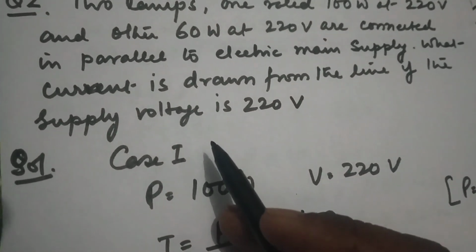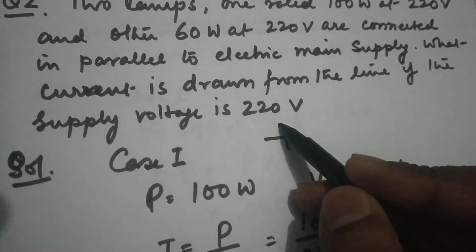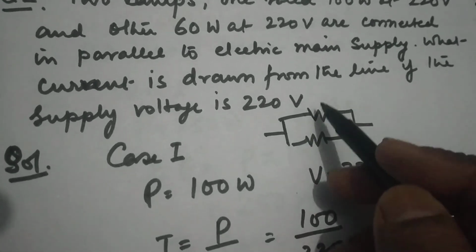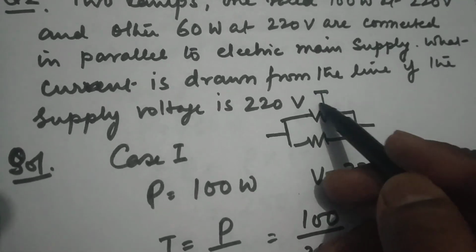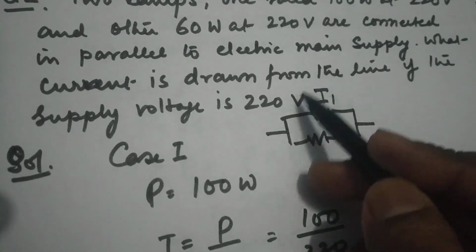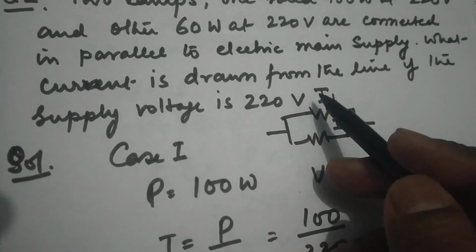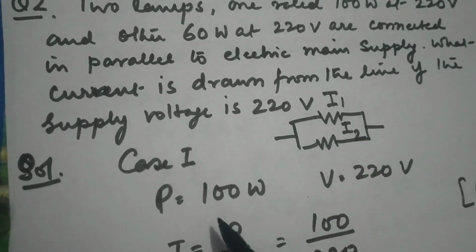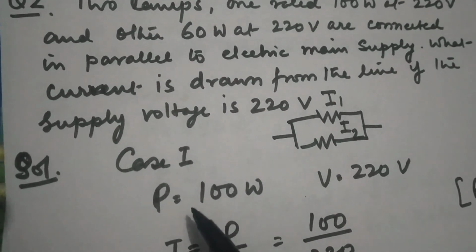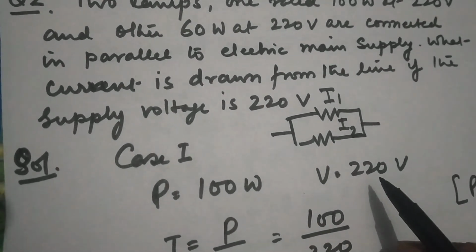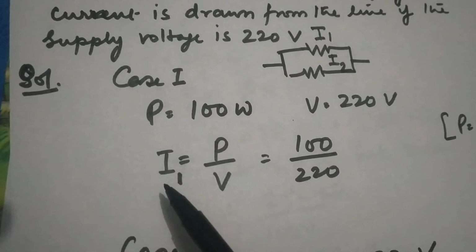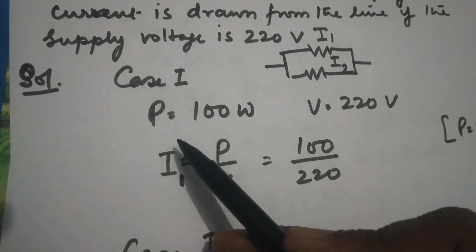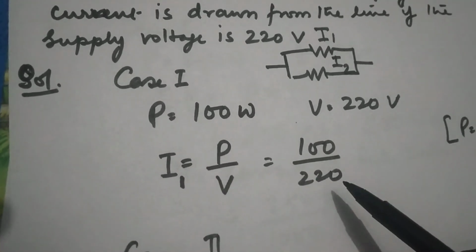Always remember that in parallel, for two particular devices, the voltage is supposed to be the same, but the current remains different. So what we are supposed to do is first find the current of the first bulb, and then find the current of the second bulb. P is equal to 100 watt, V is equal to 220 volt. So for the first bulb, the current I1 is P upon V, which is 100 upon 220.